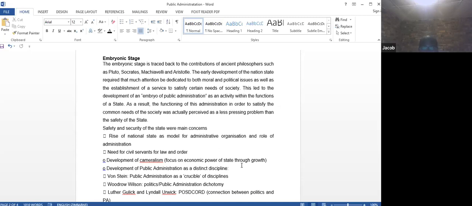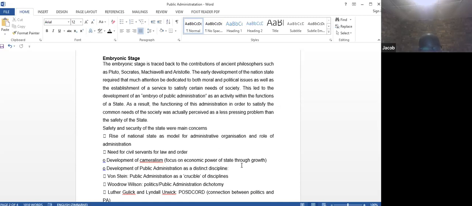So when you're discussing the embryonic stage, you need to point out that some agreed and some opposed the idea. You can't go one-sided. Then also in this stage, there was the development of public administration as a distinct discipline. This was to say we need to separate public administration from the state. The state is to remain on its own, which is why they were trying to secure the authority and power of the state.